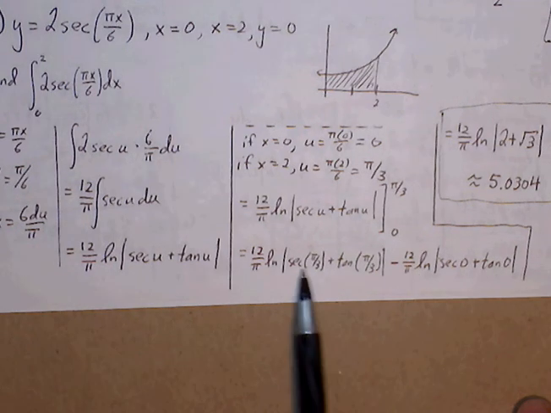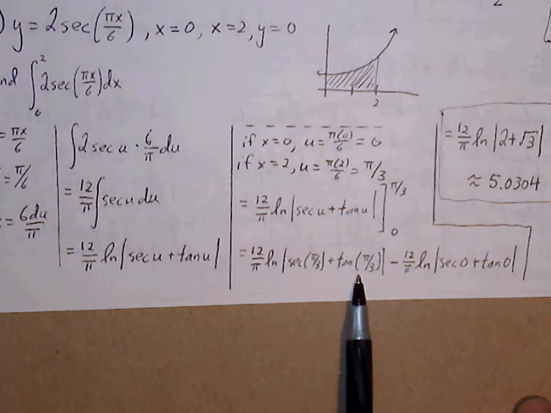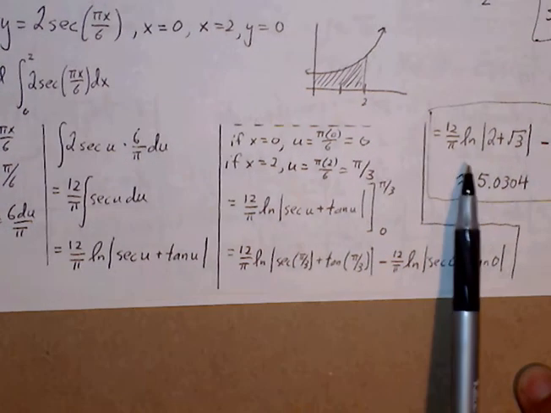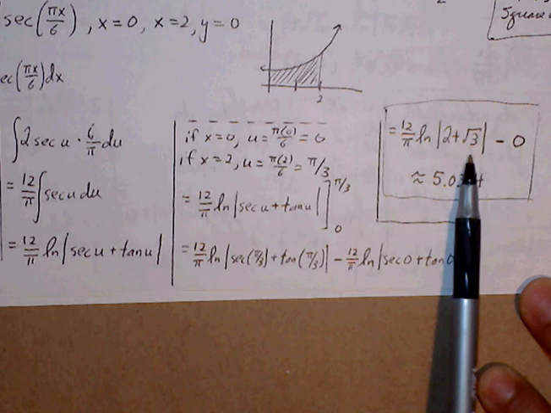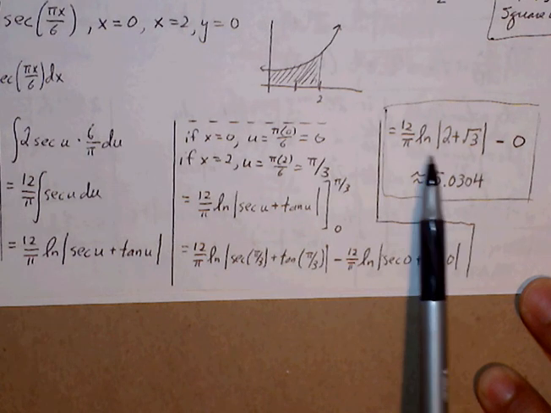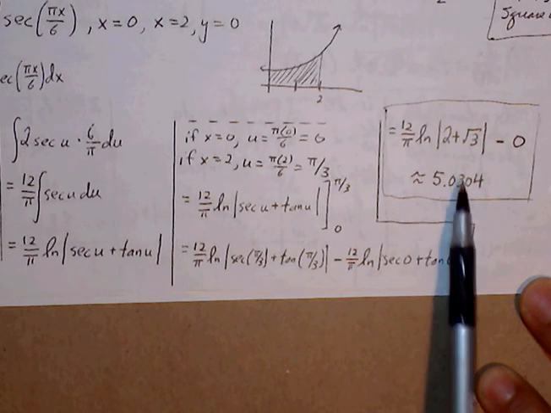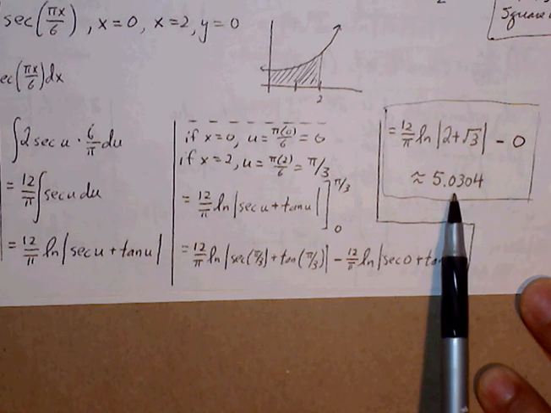But we can clean this up. Secant of pi over 3 is 2. Tangent of pi over 3 is root 3. So we do have a specific solution here, 12 over pi times natural log of the absolute value of 2 plus root 3. And if we want to find the decimal value, we can plug it in the calculator to get that.